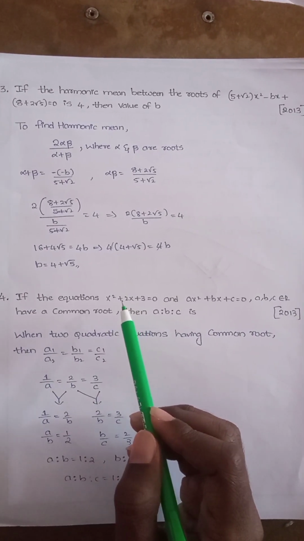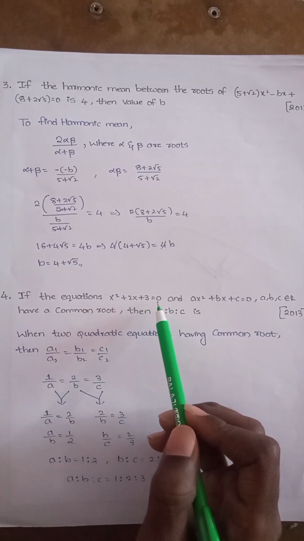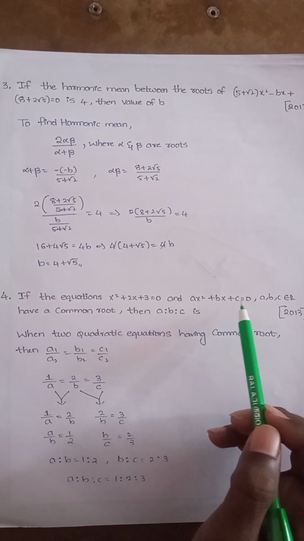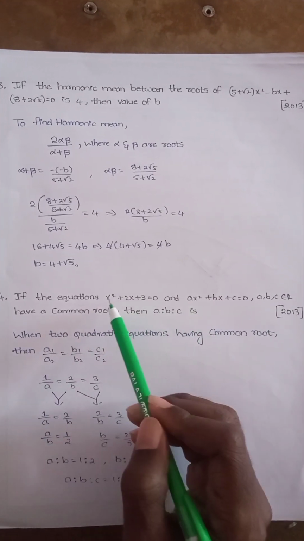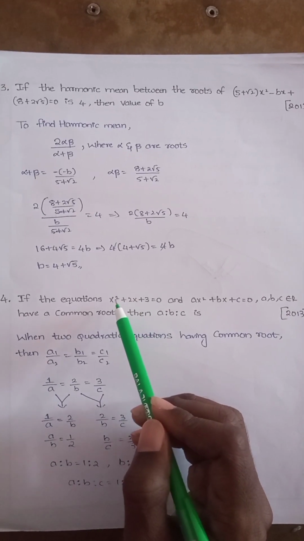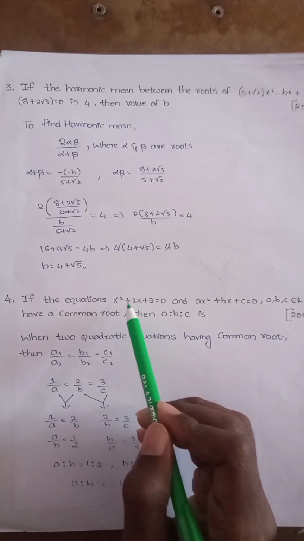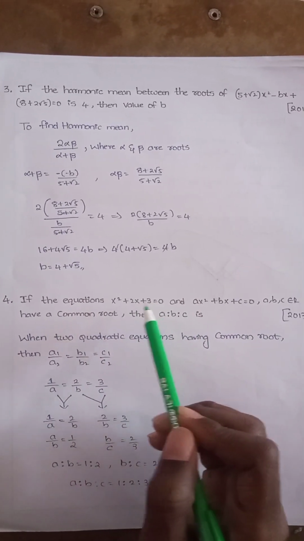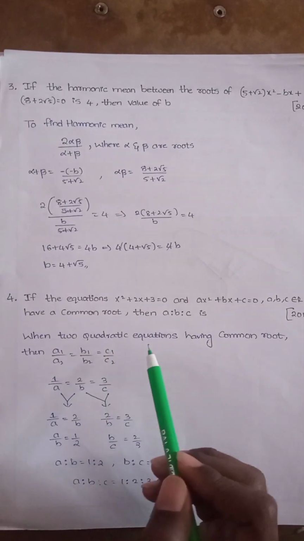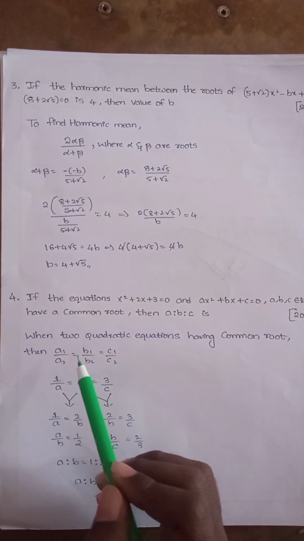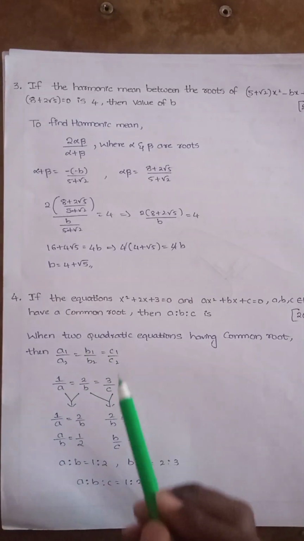Whenever we have a given quadratic equation, as you can see here, x square plus 2x plus 3 is equal to 0, ax square plus bx plus c is equal to 0, both are in the same format, right? If we equate this with this equation, we can get here a equals 1, b equals 2 and c equals 3, right? Whenever we get this type of format, we have a formula, that is a1 by a2 is equal to b1 by b2 is equal to c1 by c2, to find the common roots, right?